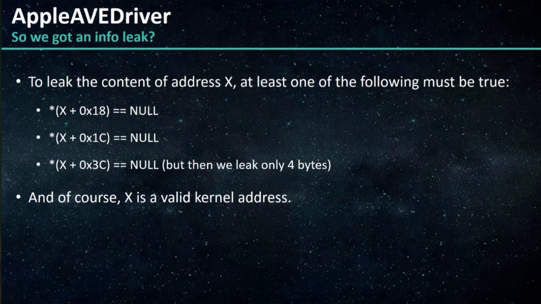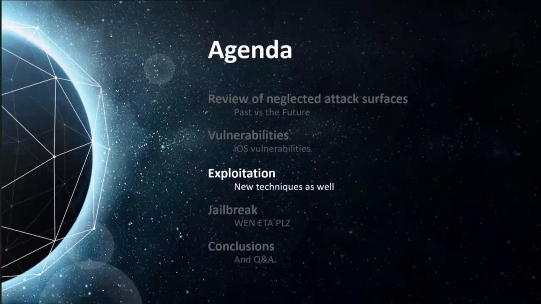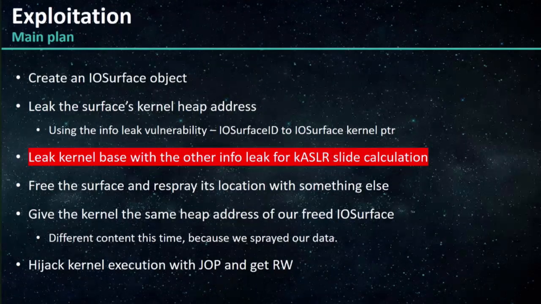So here we have an info leak. We have a heap info leak, we have a semi-absolute kernel read, and we have a kernel code hijack. So we have a lot of primitives. Let's see if we can craft an exploit from all of them. So our plan is as follows. First, we create an IO Surface object. We leak its kernel address, because we have the vulnerability that gives us the kernel address from a surface ID.